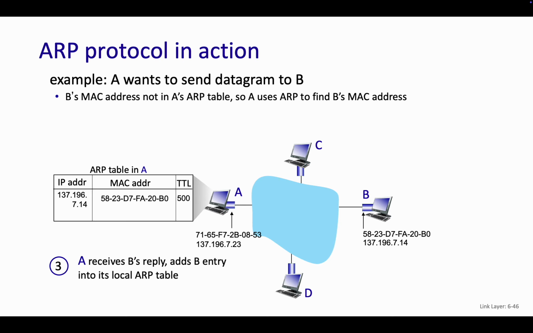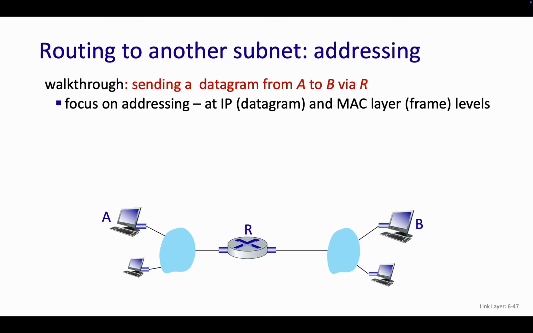Okay. So let's go through an example of, okay, that's for one subnet though. What if A and B are on different subnets? They're connected through a router. Now let's talk about that.